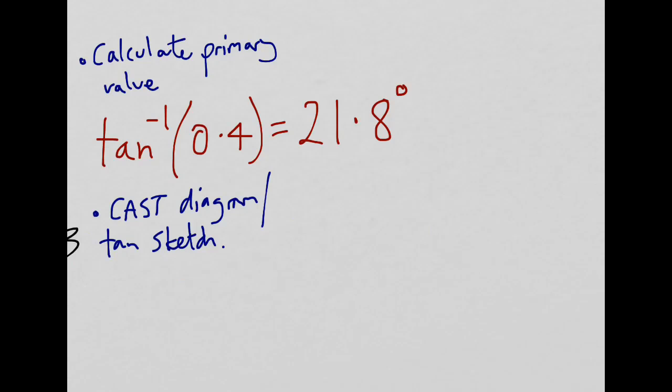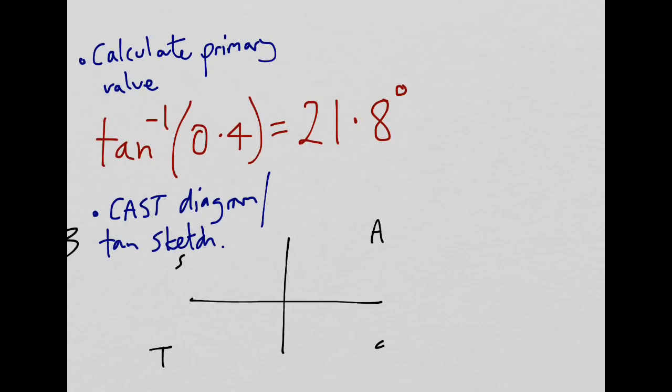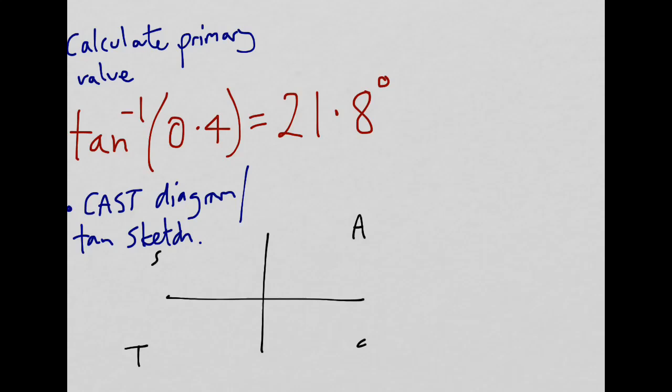Okay, so first of all, cast diagram. You guys should again all be pretty confident with these by now. If not, check through your notes. So we've got a diagram there, A, S, T, C there. And our primary angle is going to be 21.8 degrees. So first of all, you need to ask yourself, is tan positive or negative? So we look at our value there, 0.4, that is positive.